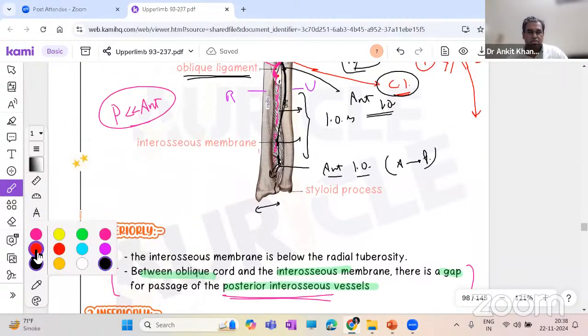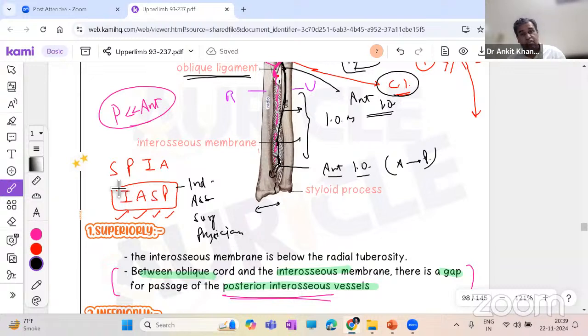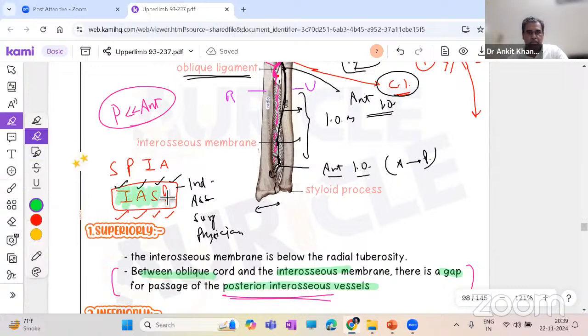Let us try to make some relation: superior gap for posterior interosseous and inferior gap for anterior interosseous. You can remember by SPIA, or IASP, whichever you can remember, Indian Association of Surgeons and Physicians. So just with you guys in teaching, we made a mnemonic. That includes MBBS, no? Surgeon, physician, both. What is IA? Inferiorly you have a gap for anterior interosseous and superiorly you have a gap for posterior interosseous vessels. Okay, IASP, I hope you can easily remember. Good to go if it helps you. IASP, remember this.